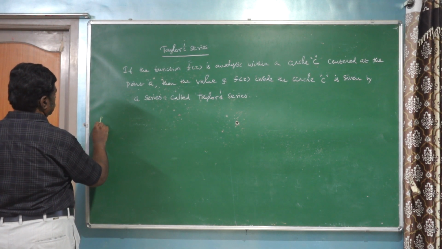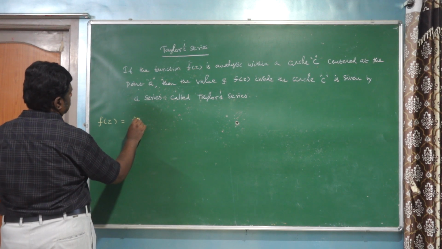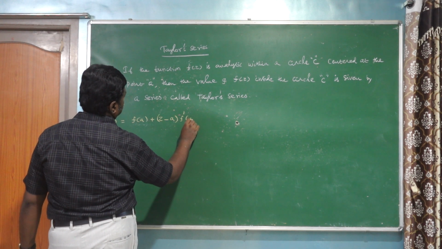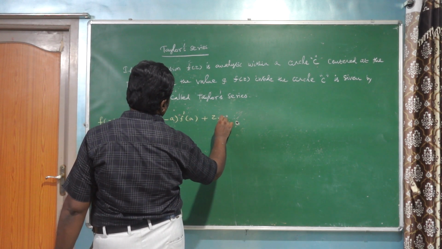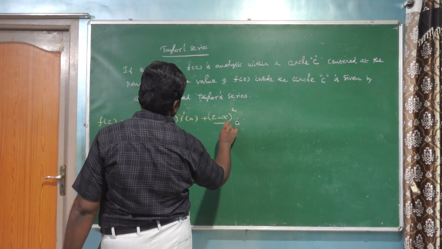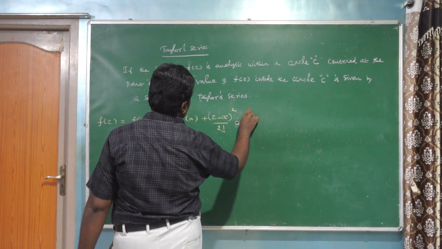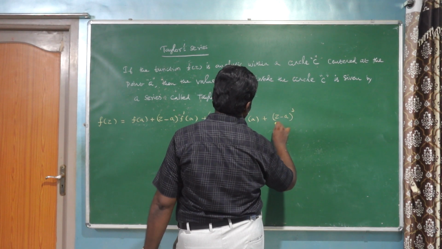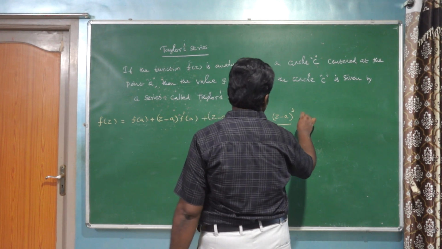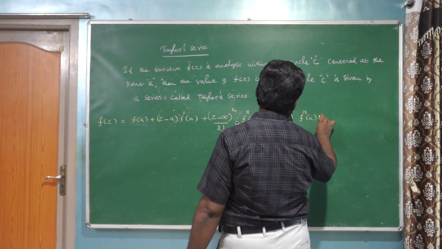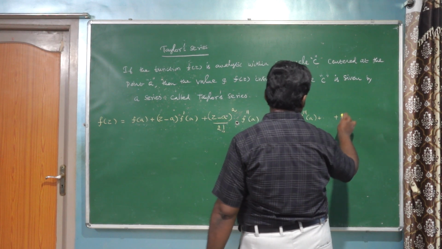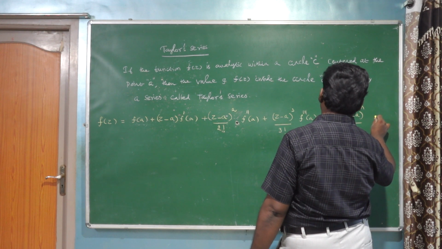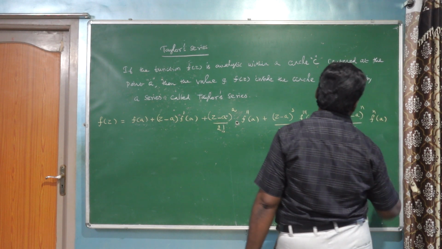The series is f of z equal to f of a plus z minus a into f dash of a plus z minus a whole square divided by 2 factorial f double dash of a plus z minus a whole cube divided by 3 factorial f triple dash of a, and the last term could be z minus a power n divided by n factorial, then f power n of a.